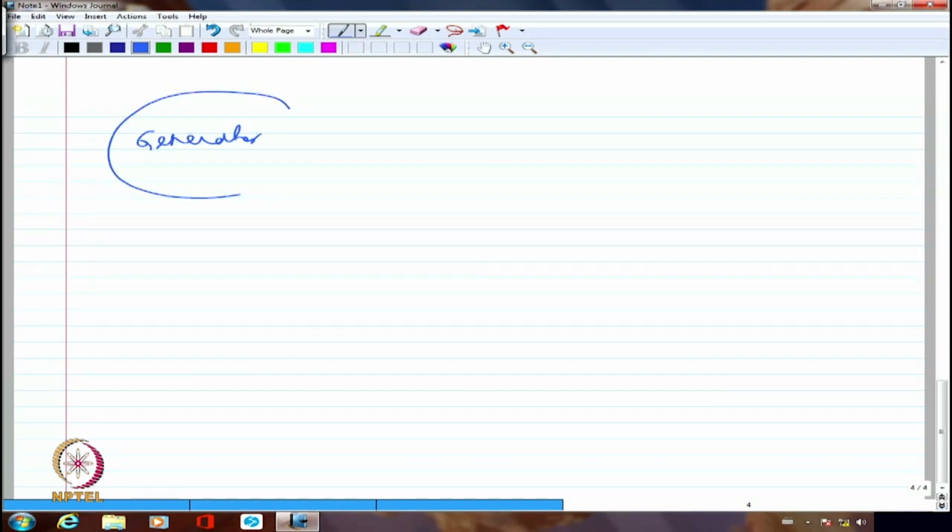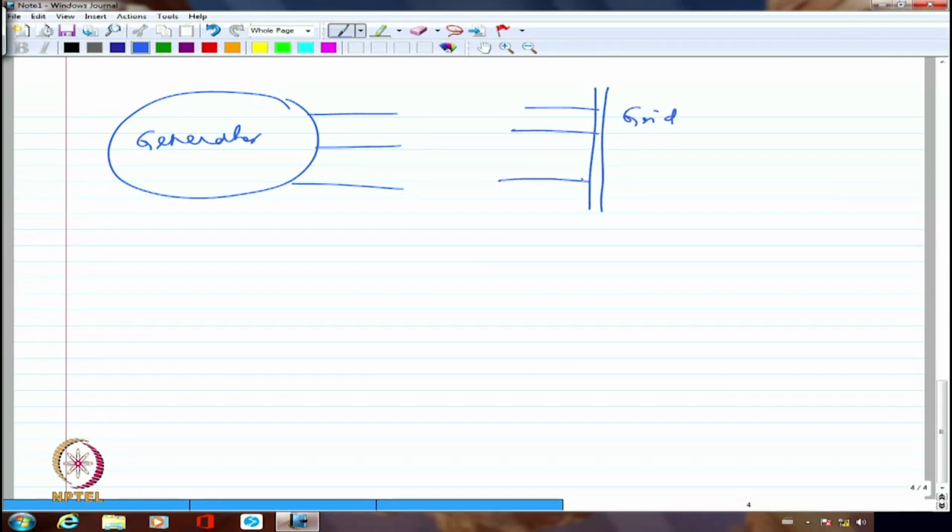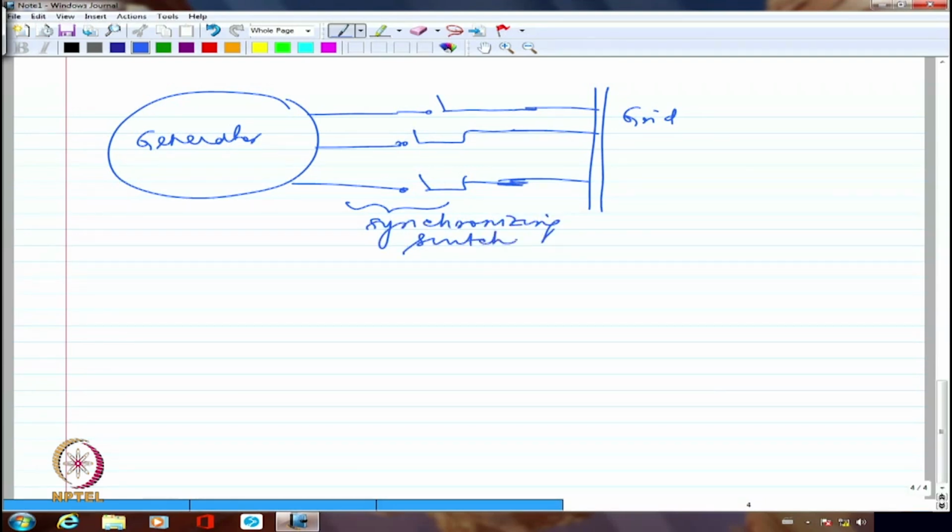From the generator, I have 3 terminals, which are the armature terminals. Here is my grid. I'm going to show this as the grid, from which also I'm getting 3 terminals. What I'm looking at is to close these switches. This switch is closed. This is the second switch which I want to close. This is the third switch which I want to close. So these switches are synchronizing switches. What I'm trying to do is to connect the generator to the grid directly.